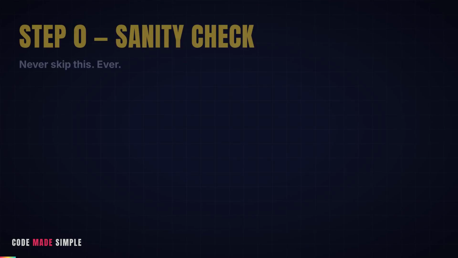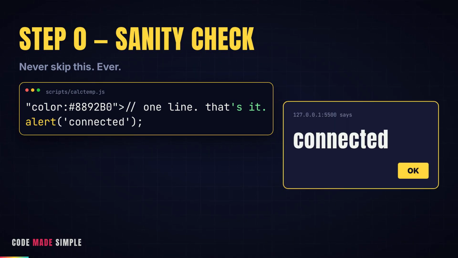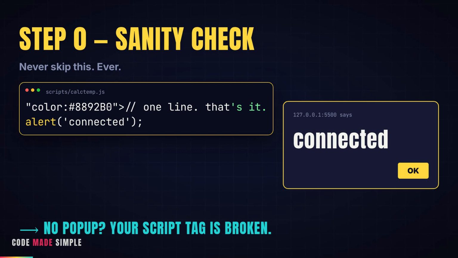Step 1 before you code anything. Test that your script file is even connected. Type alert connected inside your .js file. Refresh the page. If you see the pop-up, you're wired in. If you don't, fix the script tag first. Never skip this.